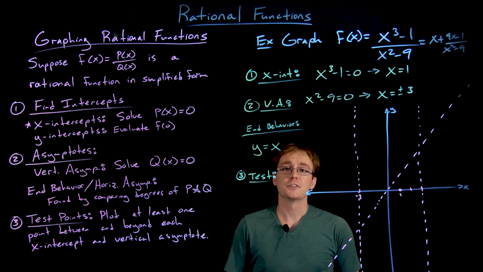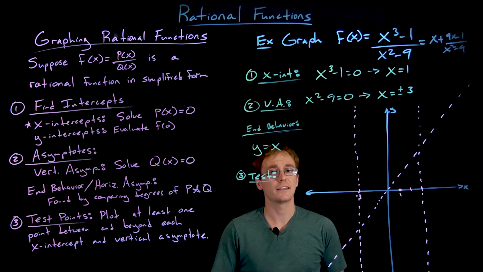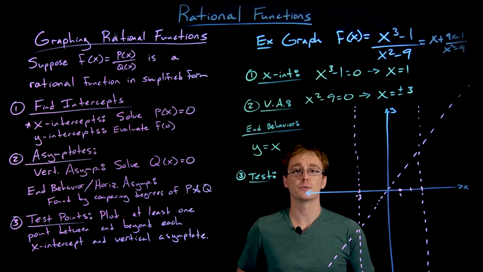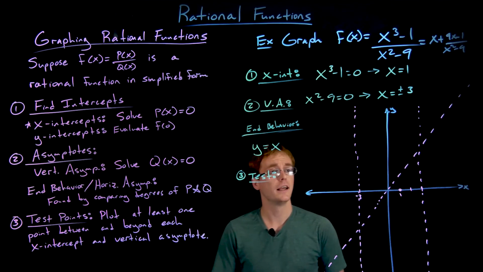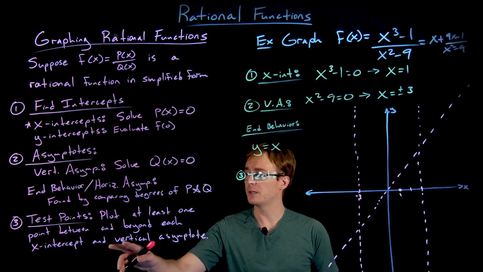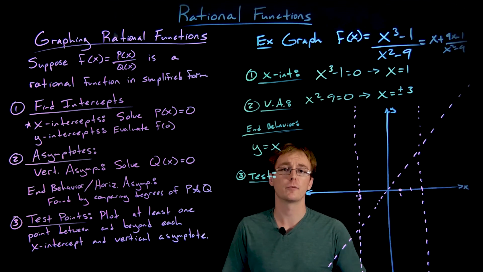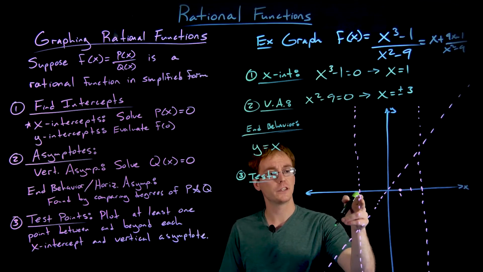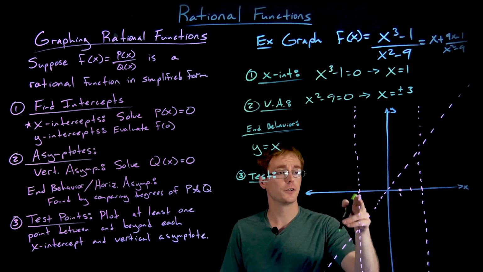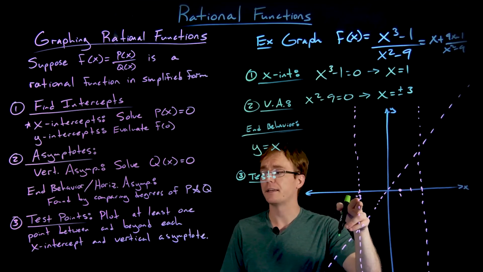All right, so now we are ready to start picking our test points to figure out exactly how our function is going to behave in all these different regions throughout these different intervals. And so we have to pick test points between and beyond each x-intercept and vertical asymptote. And I always like to work from left to right. So our leftmost feature here, besides the slant asymptote, is this vertical asymptote at -3.